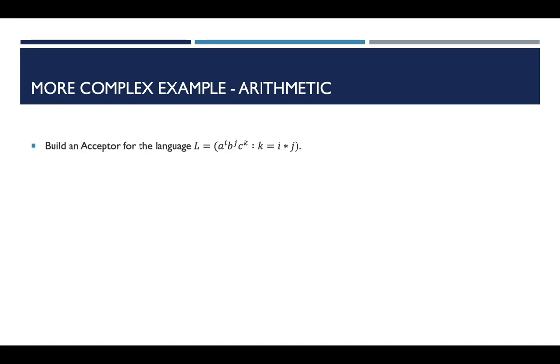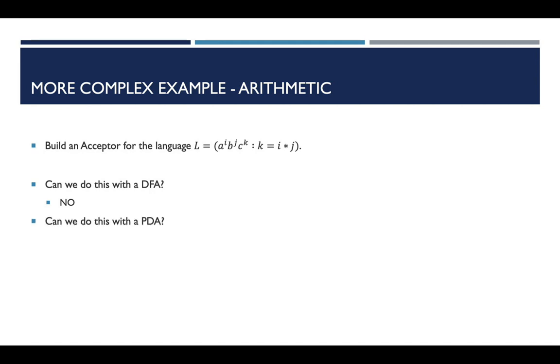So the task that we're going to try to tackle here is building an acceptor for a language that is represented by a series of A's, a series of B's, and a series of C's, but the number of C's in any string must be the same as the number of A's times the number of B's. If you were given a task like this on a test, or at your job, the first thing you might ask yourself is, can we do this with a DFA? And it turns out that no, you absolutely cannot do this with a DFA.